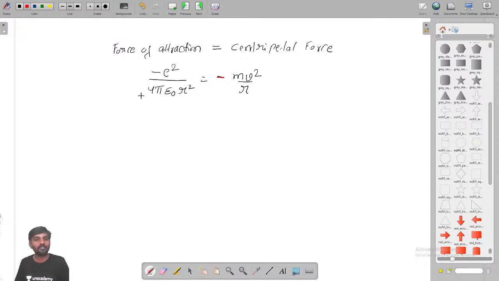So now what happens, sir? This minus will get cancelled. So what will be remaining? R will get cancelled, since r and r square will cancel. So you will have mv square is equal to e square by 4 pi epsilon naught into r. Sir, this is important. In coming discussions we will use this formula also.